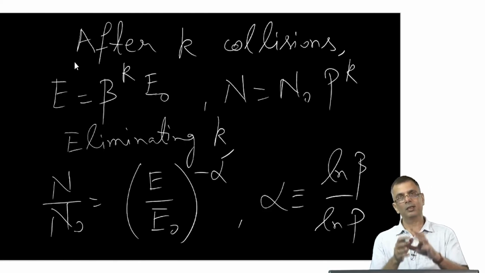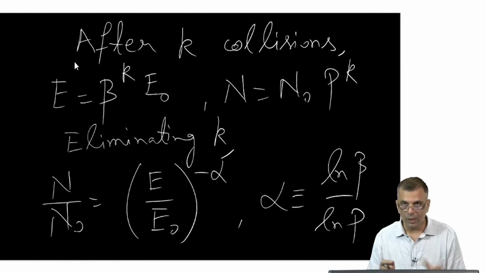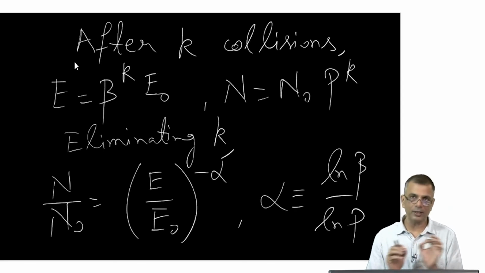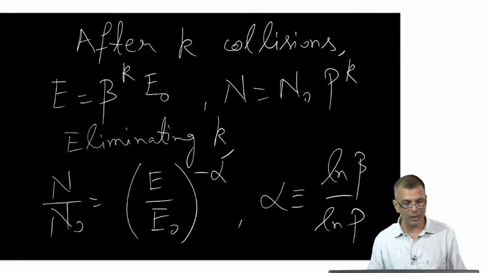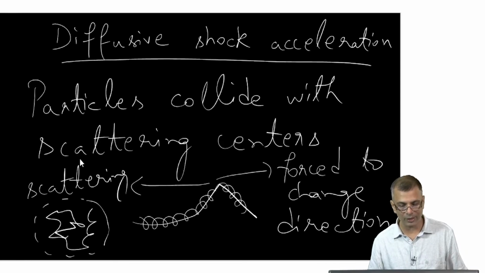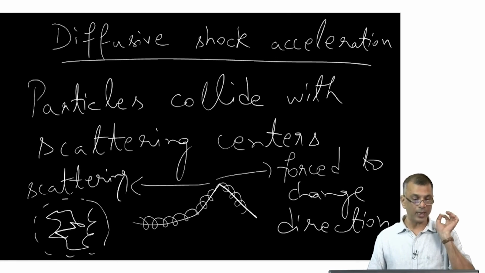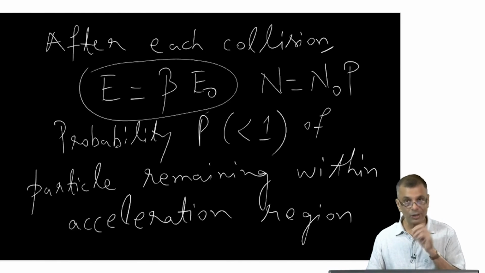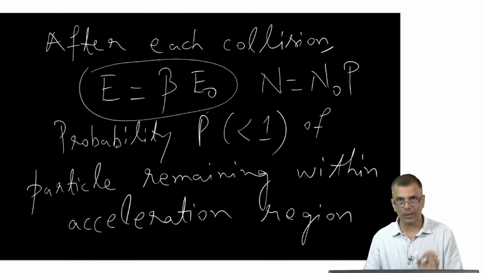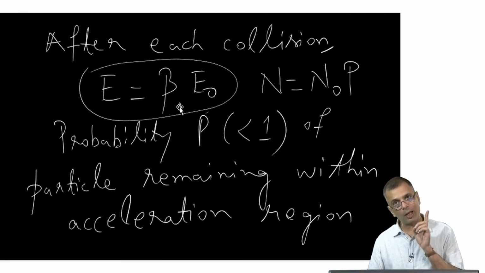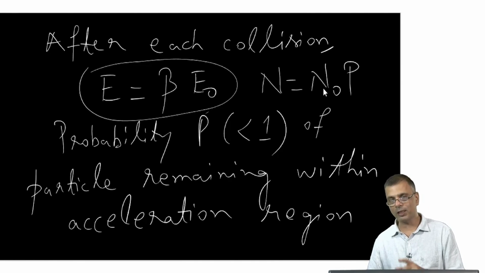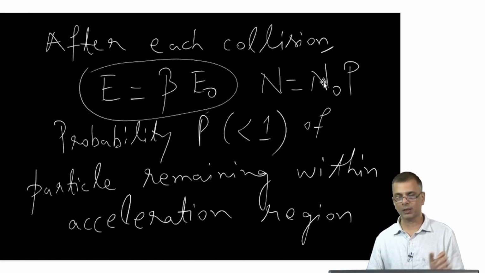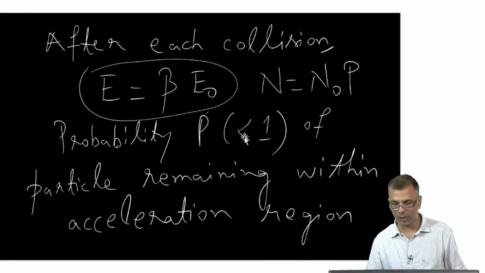How is that? Consider a phenomenological acceleration region, and these test particles are sampling scattering centers. What would these scattering centers be? These scattering centers could be magnetic kinks like this, little kinks like this. There are lots and lots of kinks inside this acceleration region. At each kink, the collision is inelastic, and we will demonstrate how such inelastic collisions can come to be. After each collision, there's an energy gain, beta, but at the same time, there's a probability that the particle does not remain within the acceleration region. It escapes out of the acceleration region, so p is less than 1.